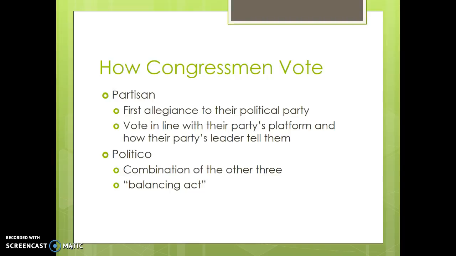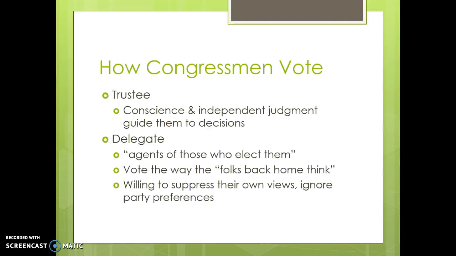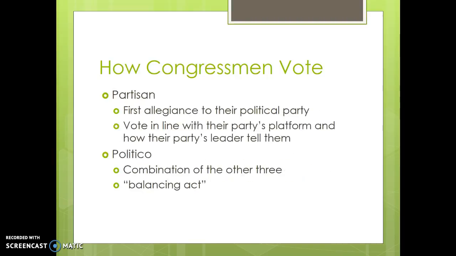Then there's the politico voting. That's a combination of the other three. Sometimes you vote partisan, but sometimes you vote as a delegate, and other times you vote as a trustee. I think that probably politicians will argue that they, for the most part, are politico. They do some of all three of those.